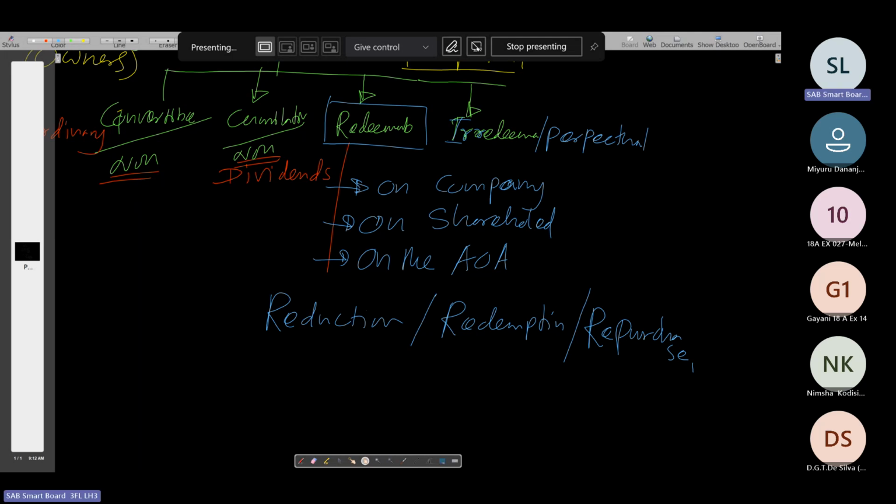Shares redeemed by the company on the option of the company, or on the option of the shareholder, on the date specified in the articles of association. That is known as redemption. Understood?